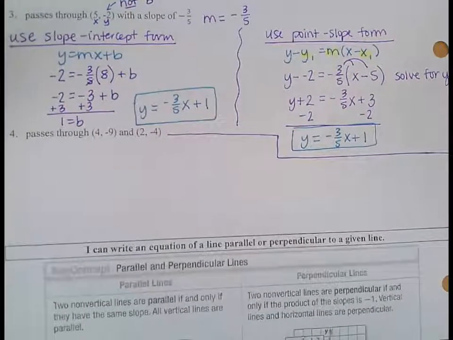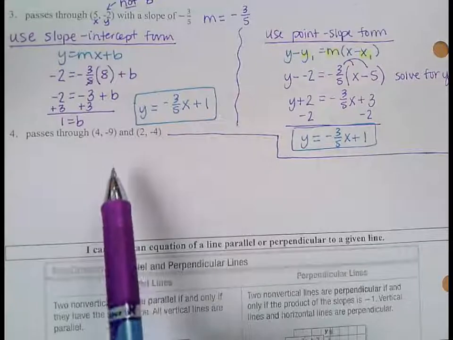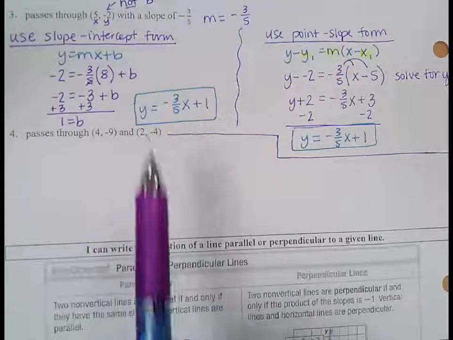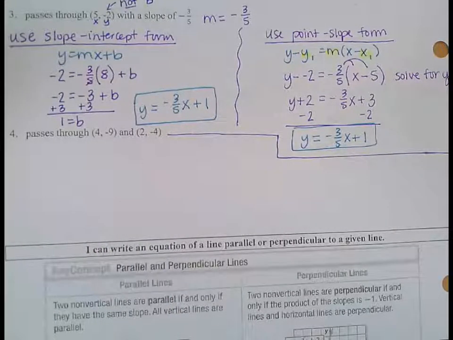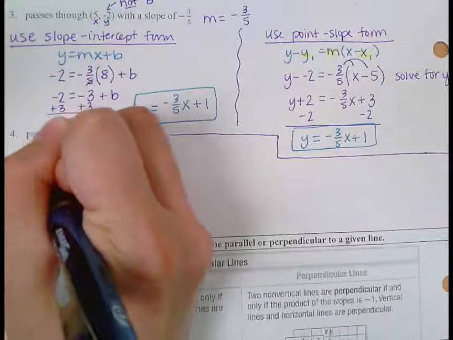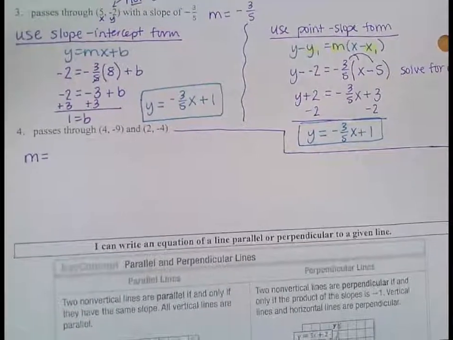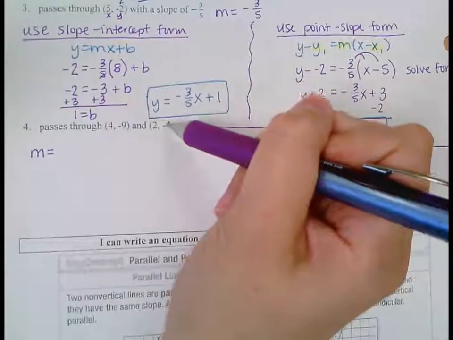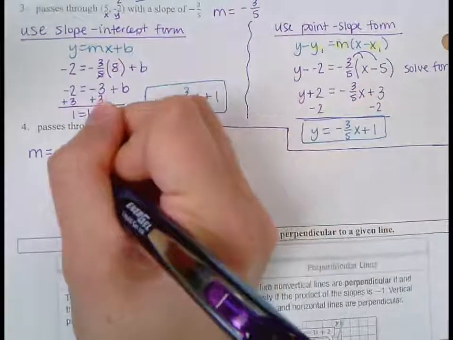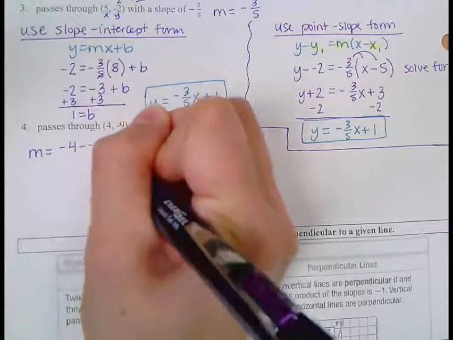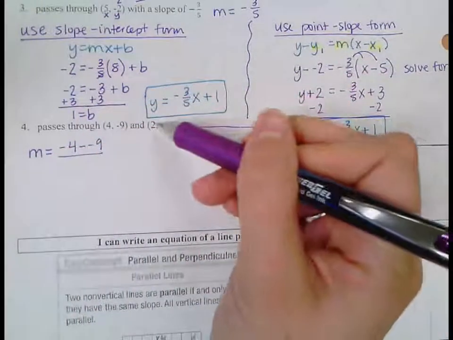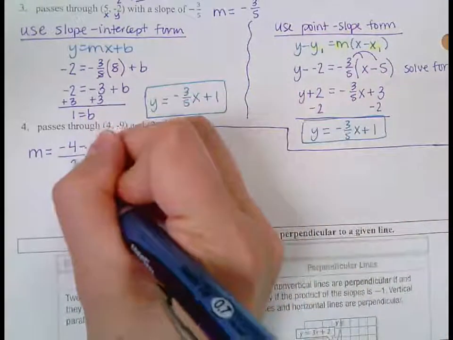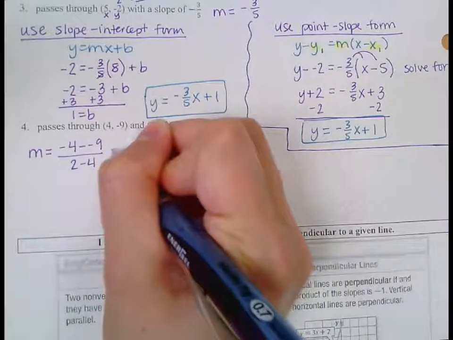All right, so then example 4, we have a line that's passing through 2 points, (4, -9) and (2, -4). So again, we don't have the slope for this one. We have to find that first. So slope formula, change in y over change in x. Change in y on top would be -4 minus -9. And change in x on the bottom is 2 minus 4.